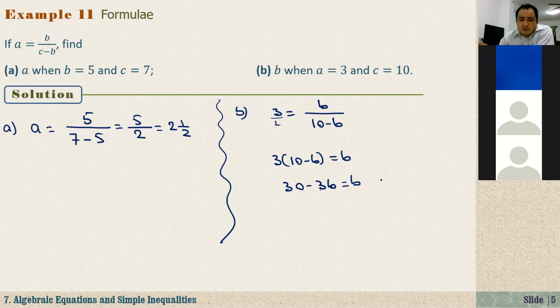Take minus 3B to the other side. Here we have 30 equals B plus 3B, it is 4B. Now from here, what is B? Divide both sides by 4, 30 over 4. Or we can simplify this, 2 times 15 over 2 times 2, that is 15 over 2. And what is 15 over 2? It is 7.5. So the value of B is equal to 7.5.